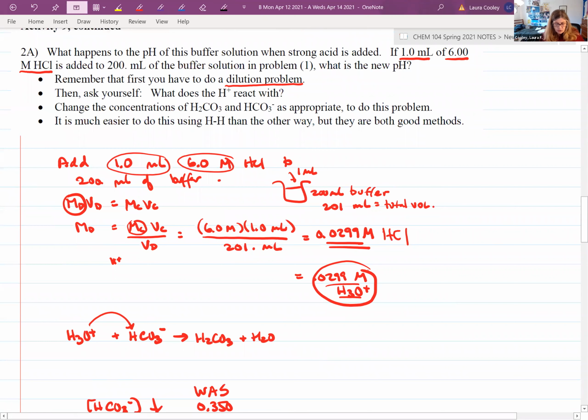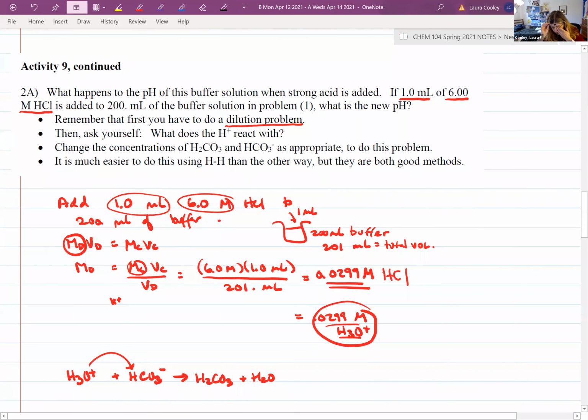So when you do this, the first thing you have to calculate, this is something we also do in lab this week, is, you have to say, okay, we're adding, in this problem, 1 milliliter of 6 molar HCl to 200 milliliters of the buffer. So there I have my 200 mils of buffer. I'm adding 1 milliliter of that HCl solution. So I am effectively making a dilution.